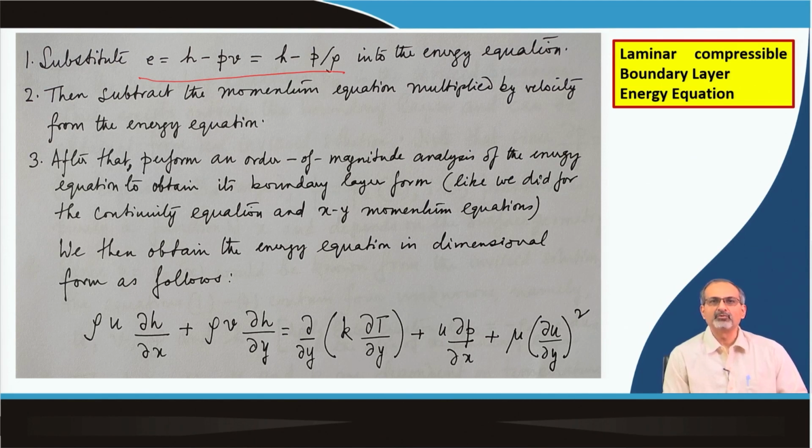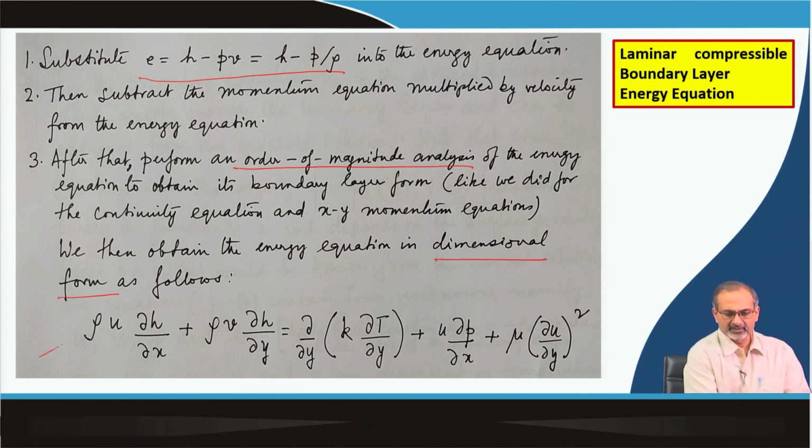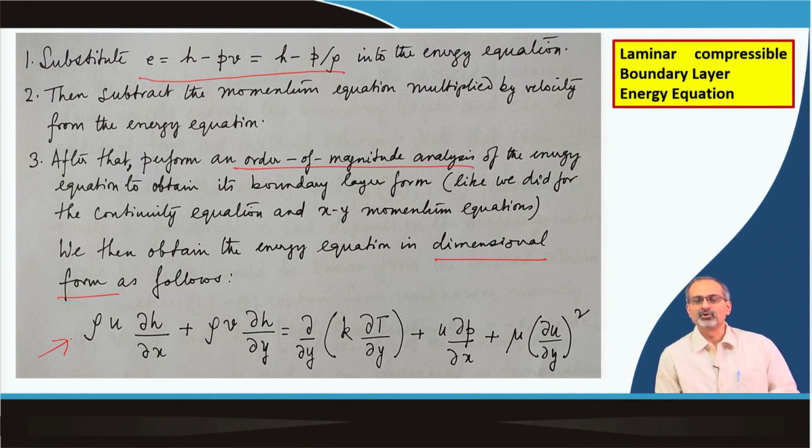After that, subtract the momentum equation, multiplying it by the velocity, from the energy equation which has resulted from step 1. Once you do these steps and then move on to the order of magnitude analysis like we did for the continuity and momentum equations, we would be able to obtain the boundary layer form of the energy equation, and in dimensional form this is how it looks. So, you can of course make out that some terms have dropped out, but it is left to you as a small homework problem to do this derivation and also figure out which terms become small when you do the boundary layer analysis.